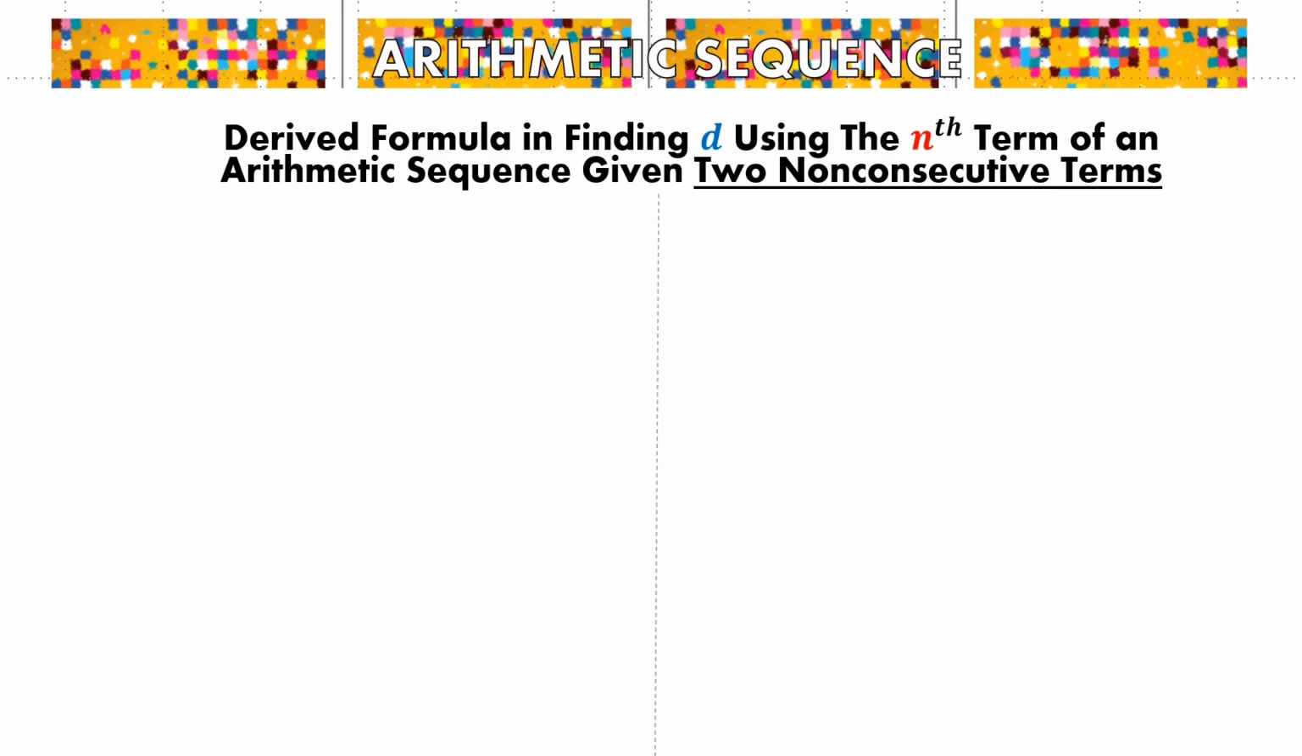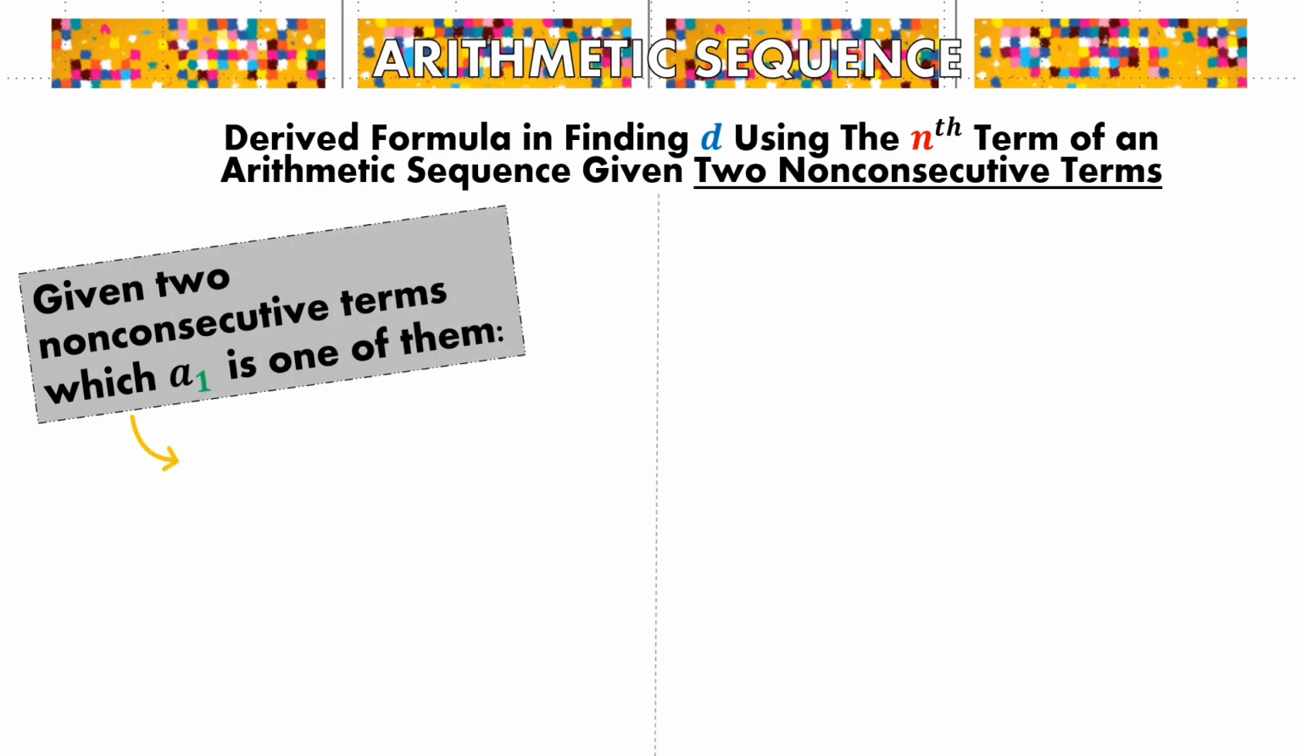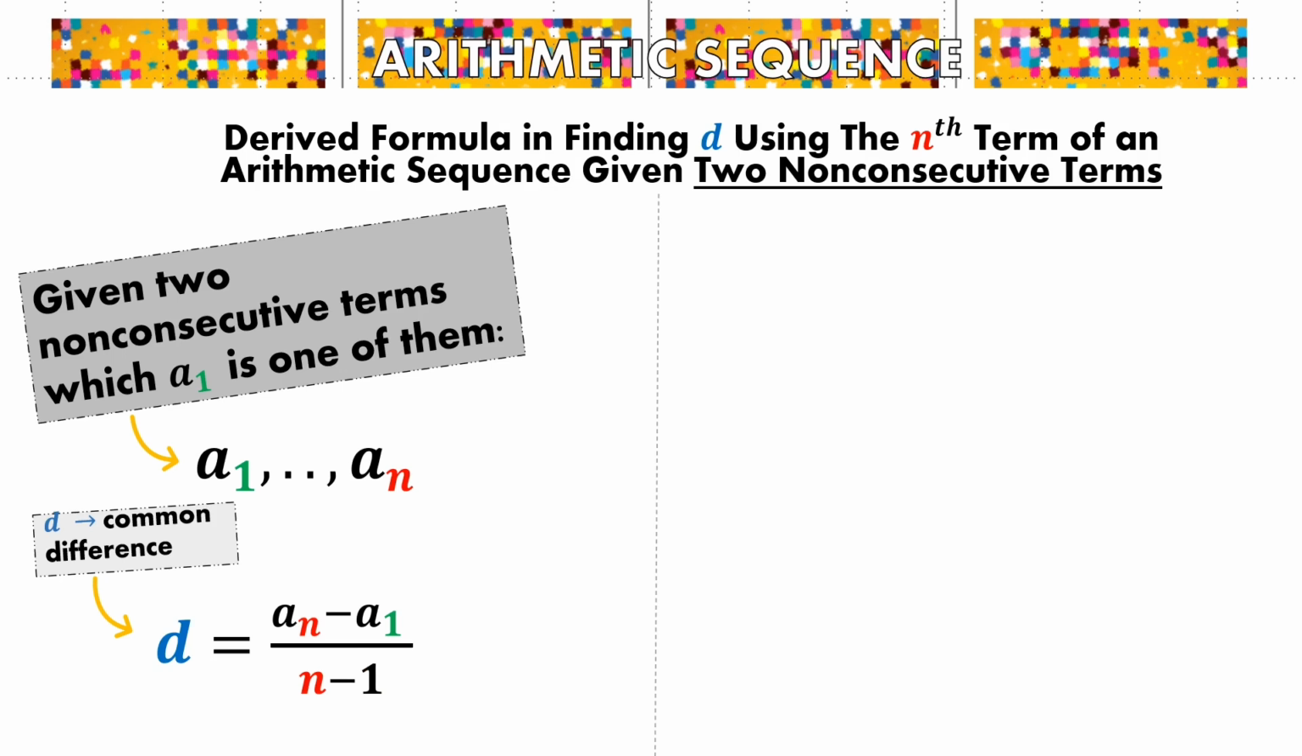Okay, the derived formula in finding d using the nth term, given two non-consecutive terms, is d equals a sub n, the last term, minus a sub 1, the first term, all over n minus 1. Take note, a sub 1 is one of the two non-consecutive terms. What if a sub 1 is not given?